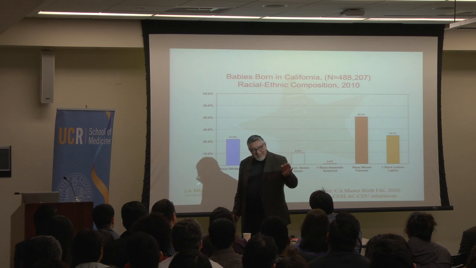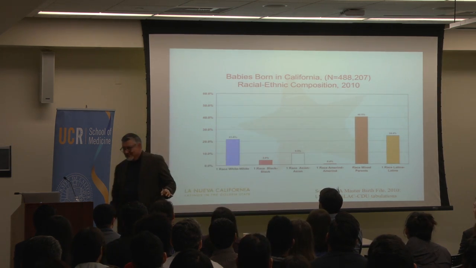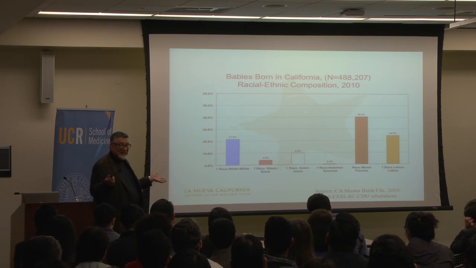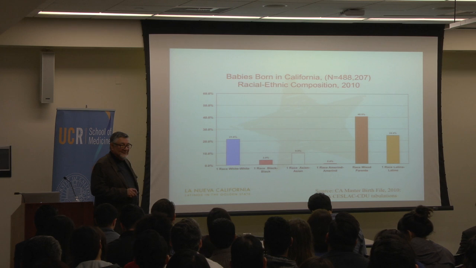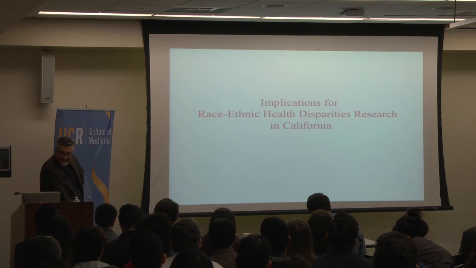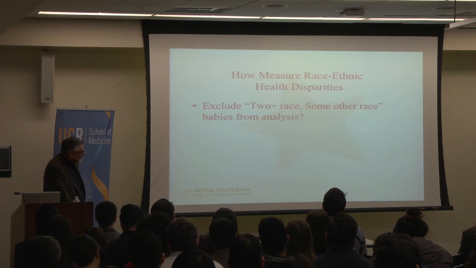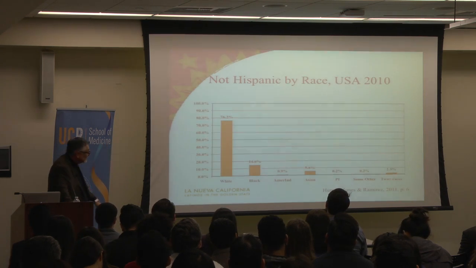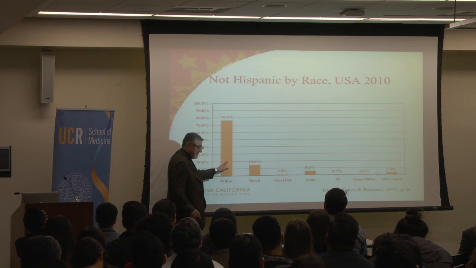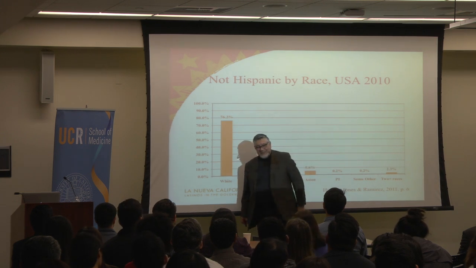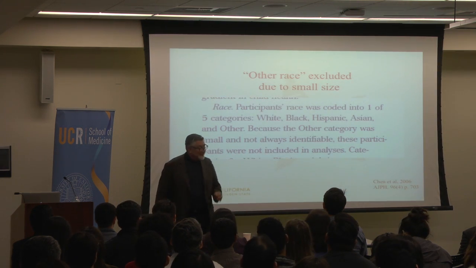Because remember, we're looking at race and health outcomes. The largest single group of babies are racially ambiguous. So what are we going to do with them? Well, what we have been doing at the national level is we exclude those some other and 2+ races. Because in the non-Hispanic, people they know what they're supposed to answer. That's not very much. And so you'll typically see this in national surveys.